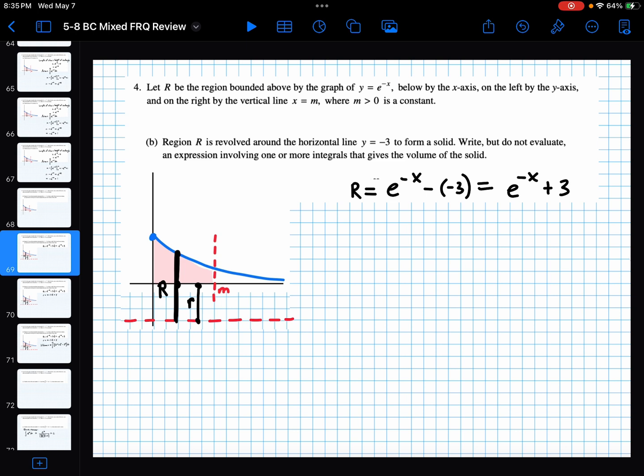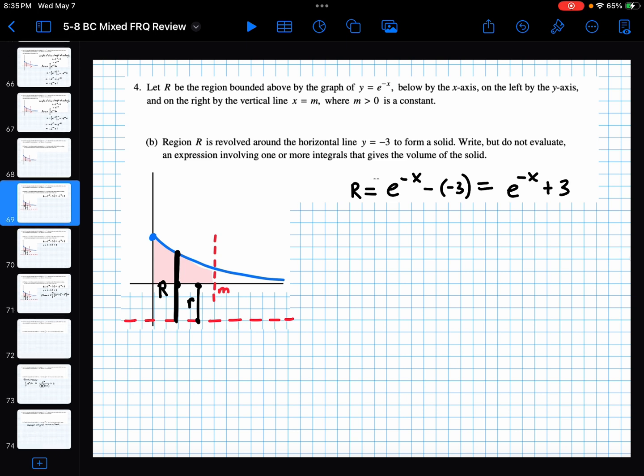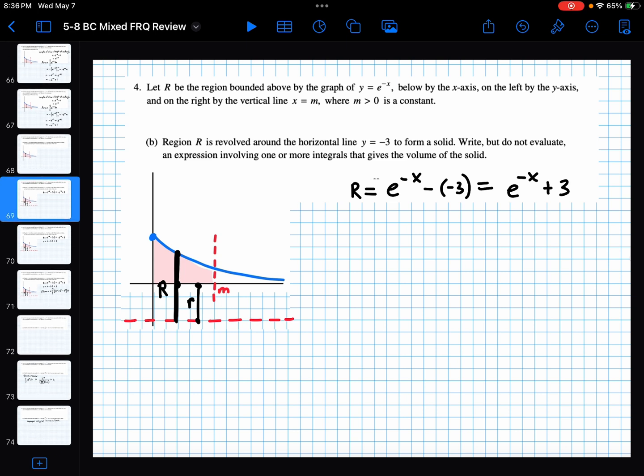So I already drew them in here, but just so you know, to draw your big radius and your little radius, you need both with the washer method. You always start at the line of revolution and draw a line segment perpendicular to the line of revolution to the furthest boundary of the region, that's big R, and to the nearest boundary of your region, that's little r. And again, these are vertical line segments in this case, so their length is upper y value minus lower y value. So big R is going to work out to be e to the negative x minus negative 3, or e to the negative x plus 3. Little r is simply 0 minus negative 3, or just 3.